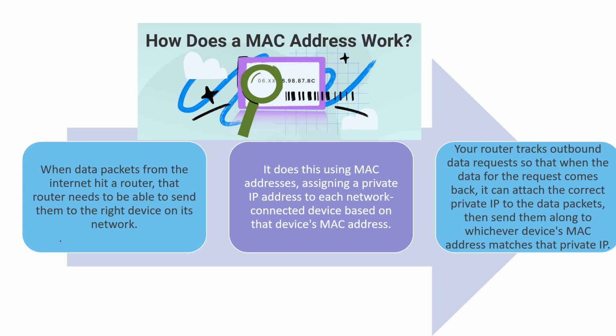So for that, the router will use the private IP, and it attaches the correct private IP to the data packets, then sends them along to whichever device MAC address matches that private IP. So by this the data correctly reaches the device that requested the data. This is done using the device's MAC address.